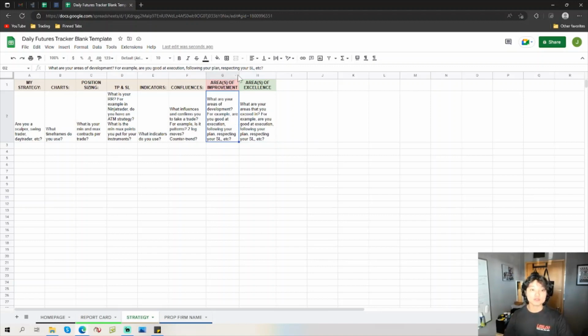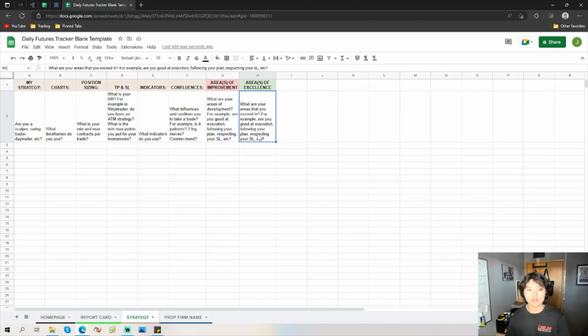And then for columns G and H, I think it's really beneficial as well. I think everything's beneficial. I think it's important to note these and actually be really honest, transparent, and detailed as possible, because these are two areas that you obviously want to focus on. You have your strengths and you have your weaknesses, right? So for areas of improvement, are you good or bad at execution, following your plan, respecting your stop loss, etc.? Same thing for areas of excellence. I think it's important to have these two because whether it be daily, weekly, monthly, you review these two areas, you can definitely recognize, acknowledge, and work on these areas.